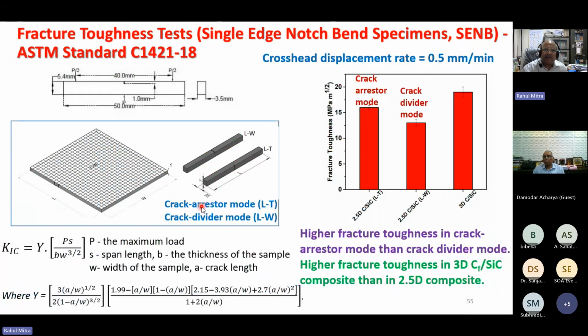And we looked at the fracture toughness in crack arrestor mode. Crack arrestor mode is where a notch is cut perpendicular to the carbon fiber layout, and in crack divider mode, the notch is along the carbon fibers. In the crack divider mode, the fracture toughness was less, but in crack arrestor mode, it was nearly 16 MPa root meter. You can see it is quite high. And 3D composite showed nearly 19 or 20 MPa root meter fracture toughness. So that is far better than what we got for ZrB2-SiC, which was between 5 and 6 MPa root meter.